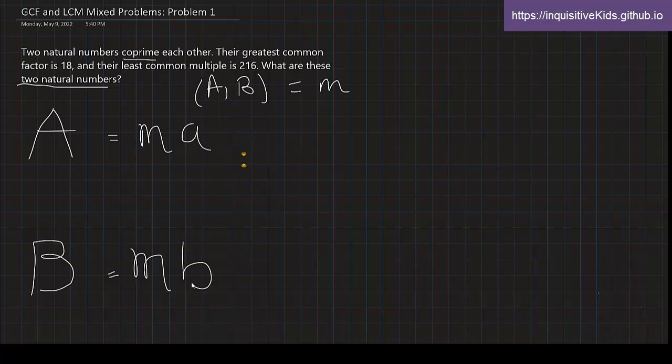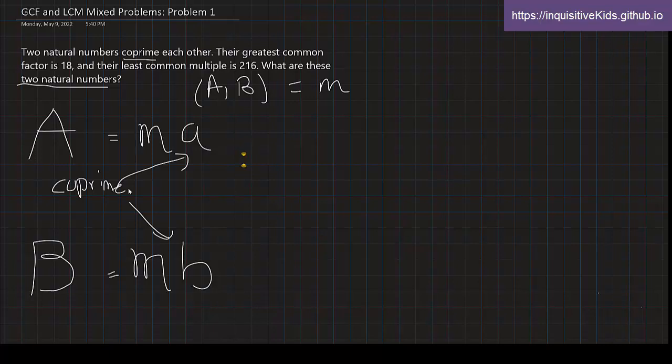m is the greatest common factor, which means that both of these two natural numbers can be divisible by m. And you can get one of these natural numbers from m by multiplying a certain number to it. And these two numbers, lowercase a and b, would actually be coprime to each other because m is already their greatest common factor.